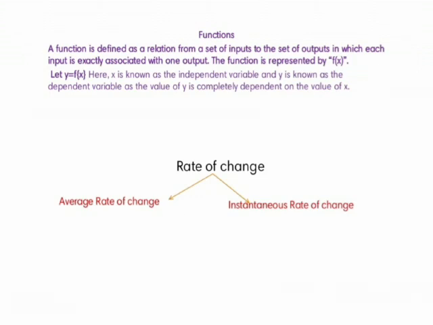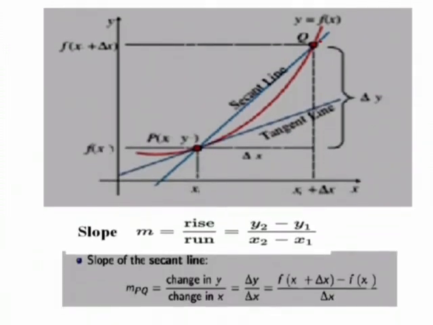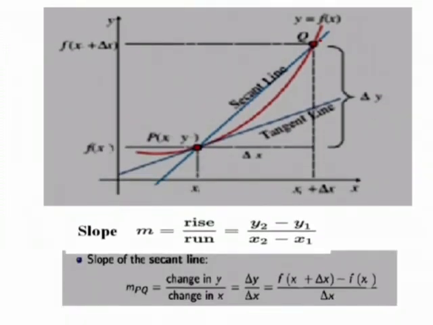Next, what is rate of change? It is a rate that describes how one quantity changes in relation to another quantity. It is of two types. One is average rate of change, another one is instantaneous rate of change. I have to explain the average rate of change and instantaneous rate of change using the slope of the secant line and slope of the tangent line.